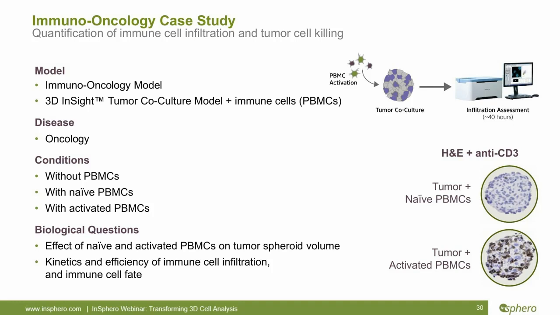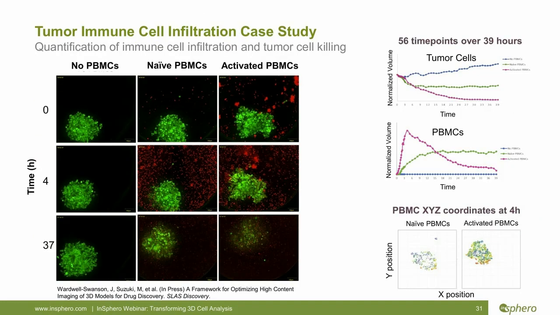The biological questions we were interested in addressing with this study were: how do the naive and activated immune cells affect the tumor spheroid volume? And can we quantify the kinetics and depth of the immune cell infiltration and learn something about the fate of the infiltrated immune cells? For this study, the tumor cells were labeled with a green probe and the immune cells were labeled with a red probe.